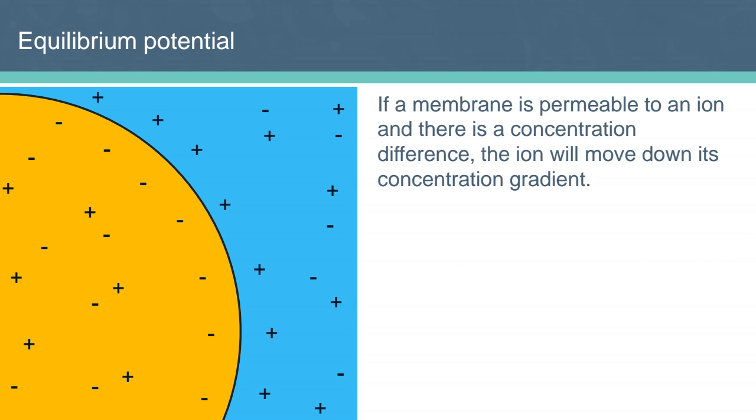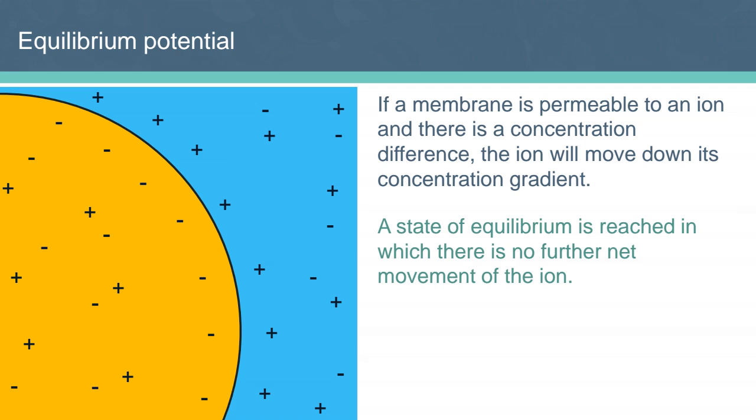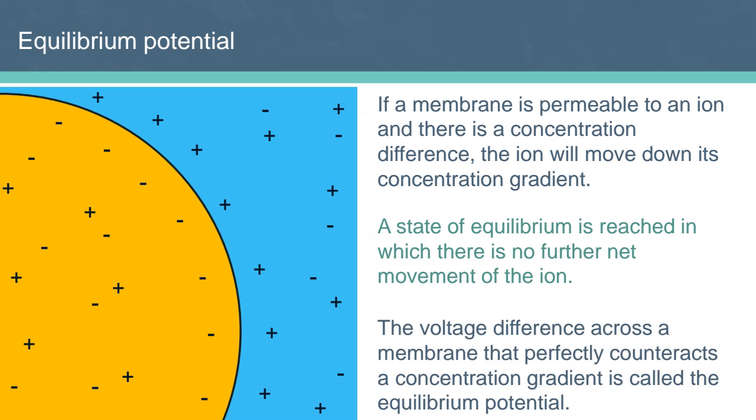To summarize what we have discussed, if a membrane is permeable to an ion and there is a concentration difference, the ion will move down its concentration gradient. As the electrical field becomes stronger, a state of equilibrium is reached, in which there is no further net movement of the ion. The voltage difference across a membrane that perfectly counteracts a concentration gradient is called the equilibrium potential.